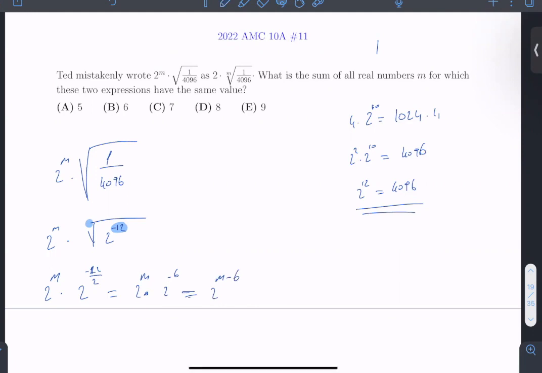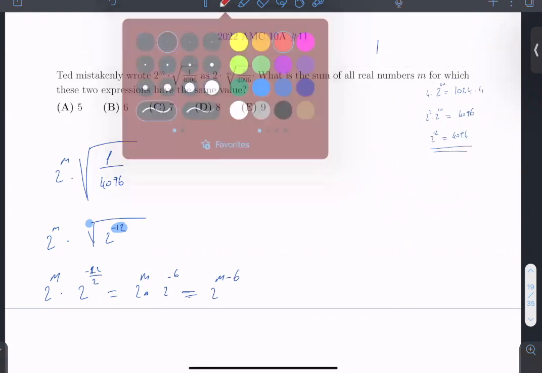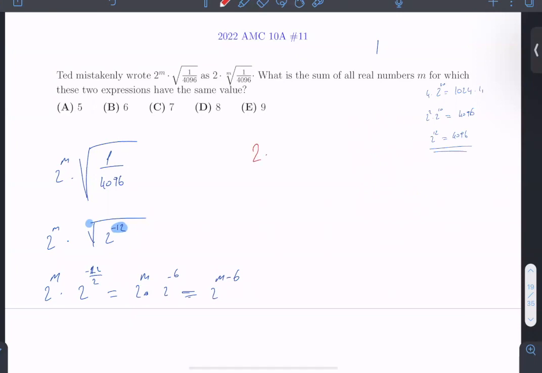On the other hand, let's calculate the second expression, which is 2 times the mth degree root of 1 over 4096, that is, 2 to the power of negative 12. We take the number outside the radical, so we divide the power by the index, negative 12 divided by m. And now we are going to apply the product rule. It will be 2 to the power of, there's a 1 here, 1 plus negative 12 over m.